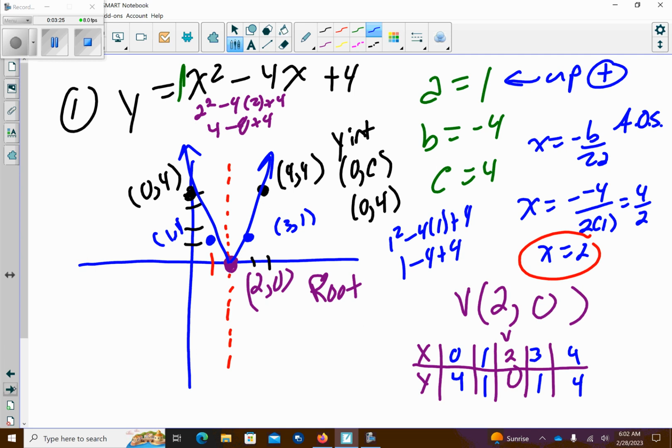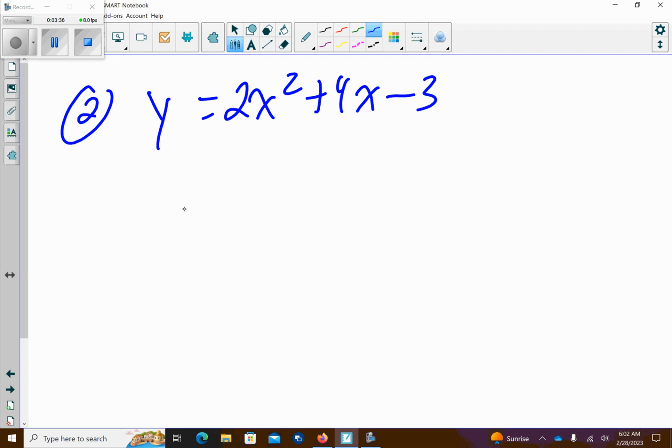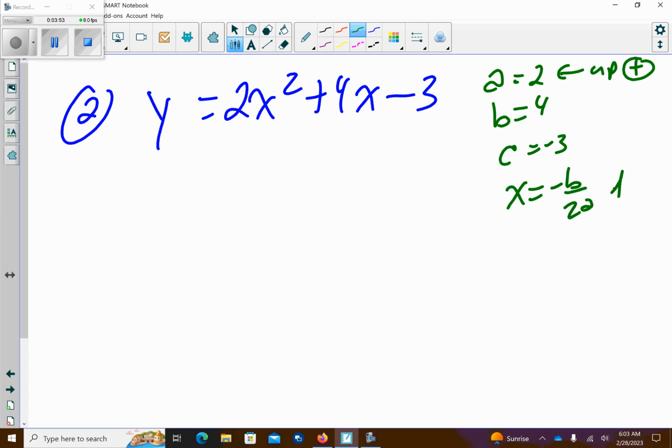That's all we have for problem number 1. So problem number 2, we are going to do y equals 2x squared plus 4x minus 3. We're going to label our a is 2, our b is equal to 4, our c is equal to negative 3. It opens up because that's a positive 2. And we're going to go x equals negative b over 2a to get our axis of symmetry, AOS. So x equals negative 4 over 2 times 2. That gives me negative 4 over 4. So my axis of symmetry is actually negative 1.